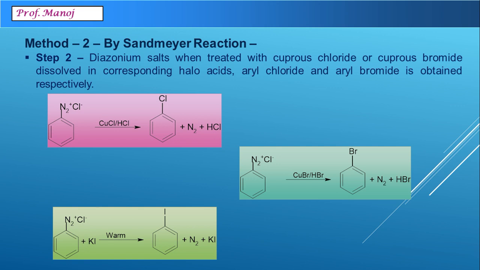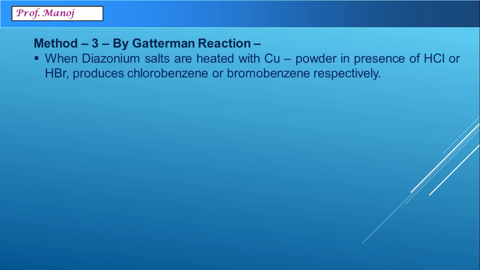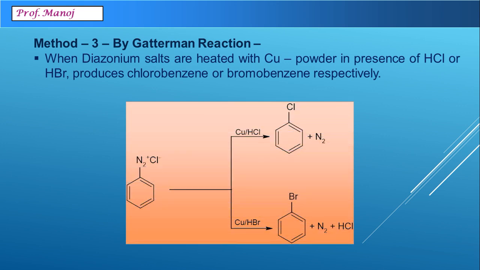From the benzene diazonium chloride we created, we have another variation called Gattermann reaction. In this process, the diazonium salt is heated with pure copper powder in presence of either HCl or HBr. You can see the variation. If benzene diazonium chloride is heated with copper and HCl, we generate chlorobenzene. If heated with copper and HBr, we get bromobenzene.